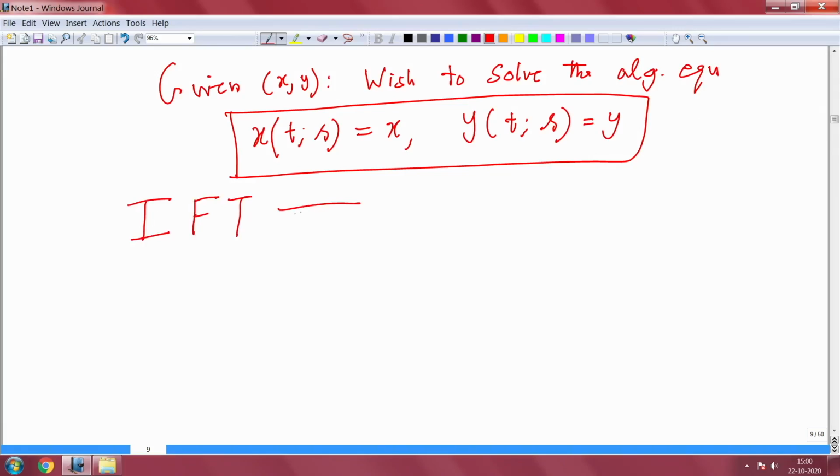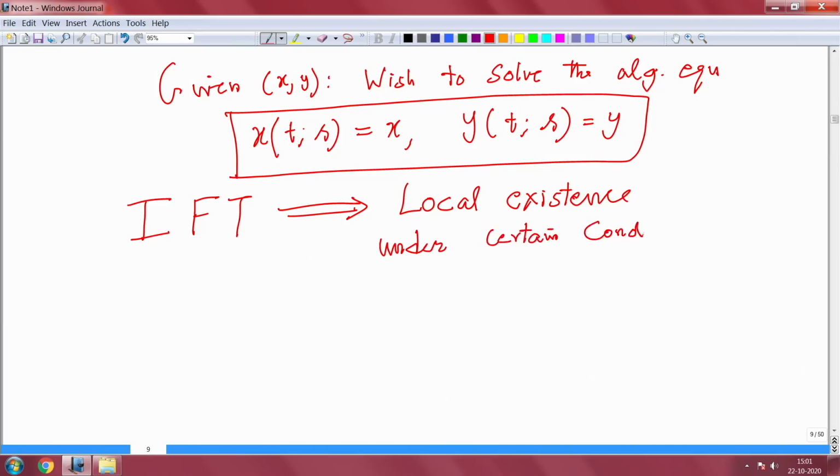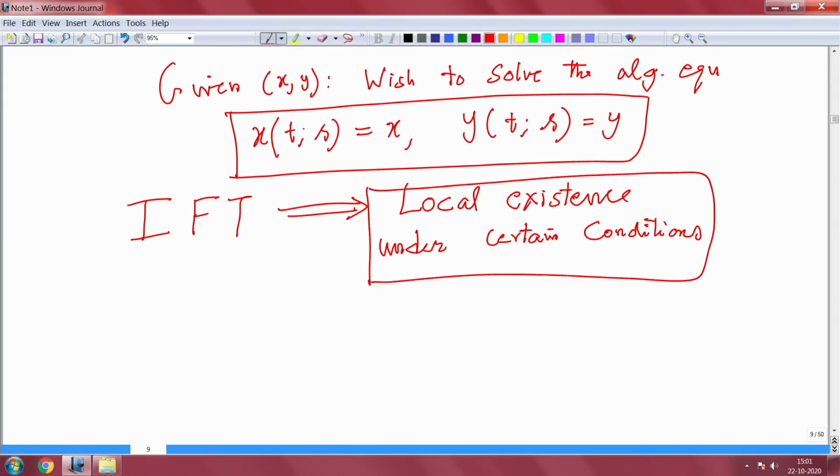Inverse function theorem implies local existence under certain conditions. We will discuss these conditions in the context of Cauchy-linear equations.